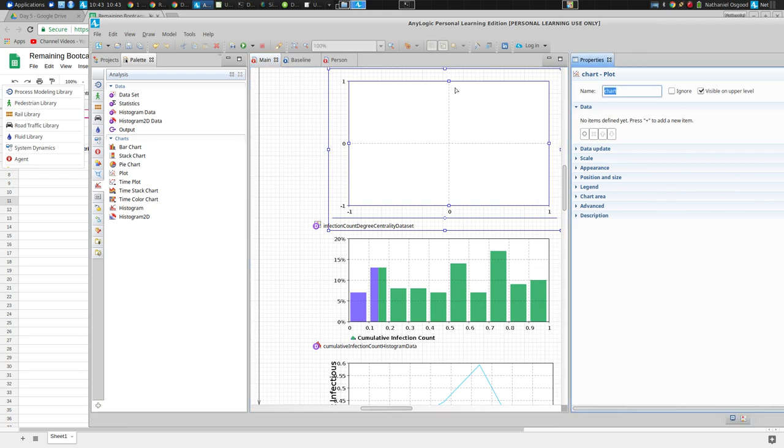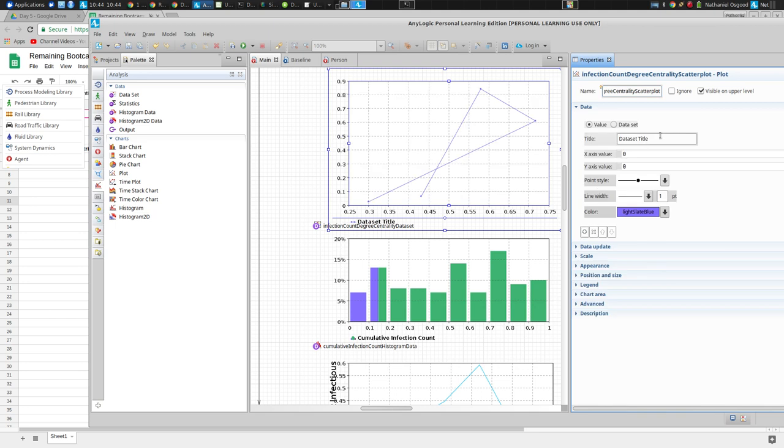Next, I'd like you to go to the plot, and we're going to call it infection count degree centrality scatter plot. Boom. Okay. Are you okay with that? Okay.